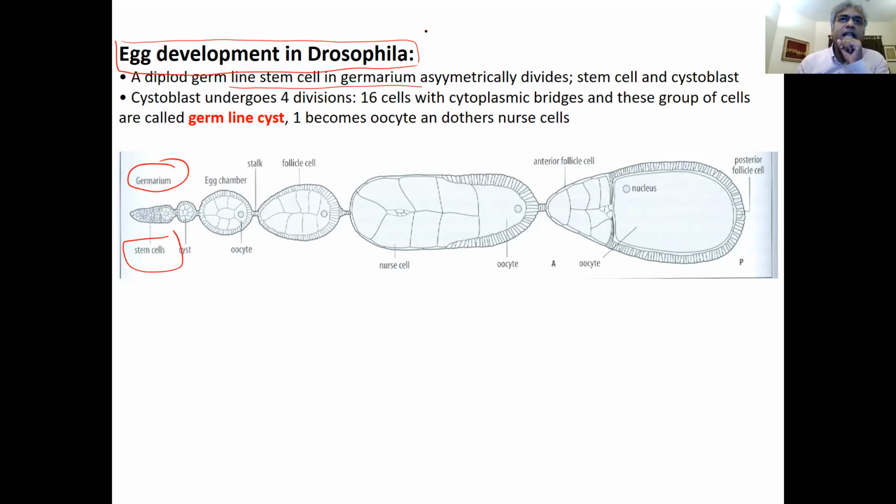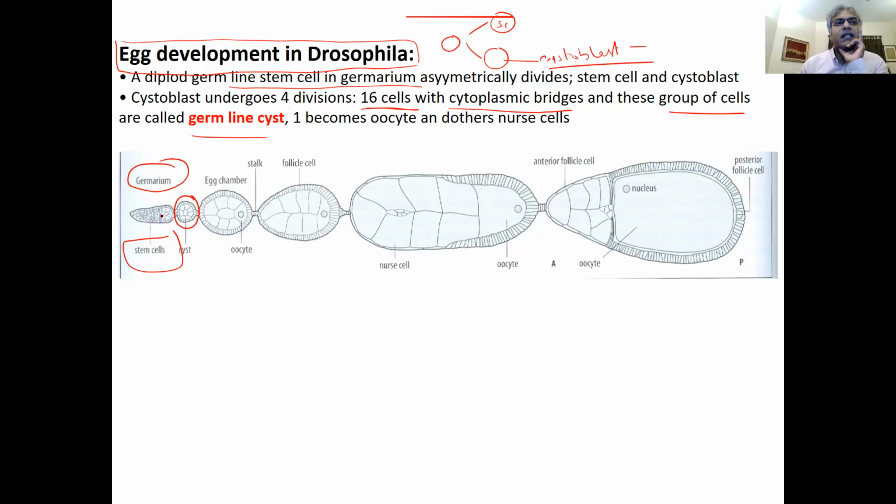This diploid stem cell divides asymmetrically, which means one of the cells remains a stem cell and the other cell becomes what we call a cystoblast. This cystoblast undergoes 4 cell divisions, and eventually it produces 16 cells as a result. And these cells are connected through cytoplasmic bridges, and these groups of cells are called a germline cyst, which is here.